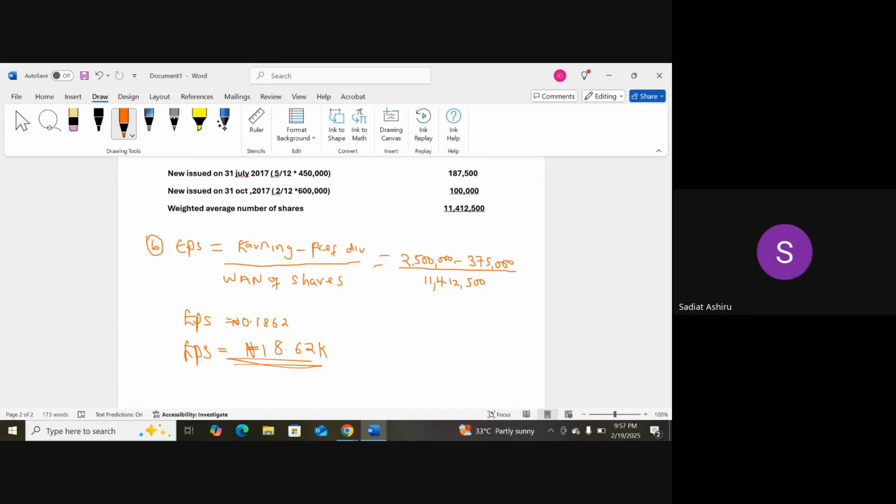Is this basic or diluted? This is the basic. Basic is what the examiner asks you: calculate the basic EPS. Is it clear? Yes. So if you see something like this, you are able to do it very well and score the mark correctly.